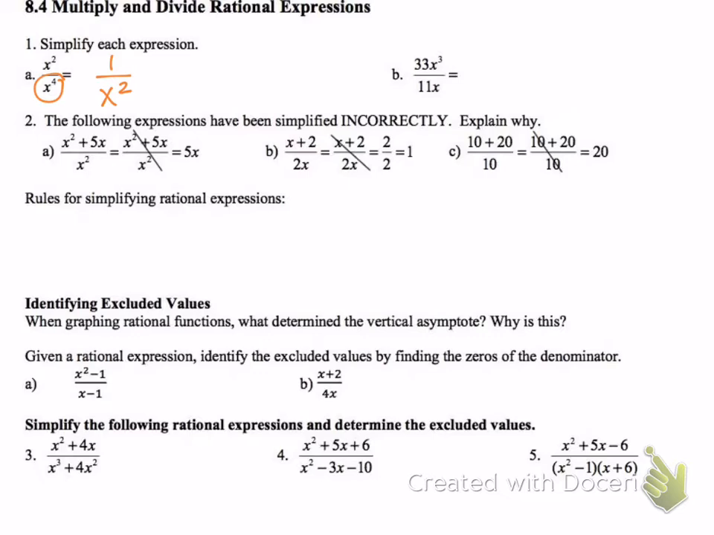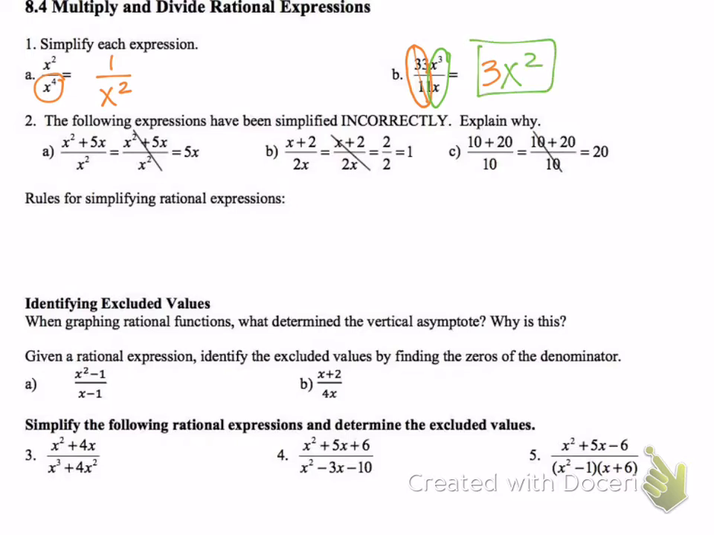If I were to simplify part B, I would isolate the numbers. How would the numbers reduce? 33 over 11 reduces to 3 over 1, so the 3 would stay on top. And then I would look at the x cubed over the x, and how would that reduce? X squared. So my final answer would be 3x squared.